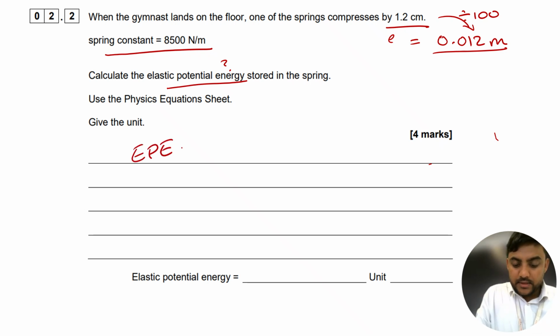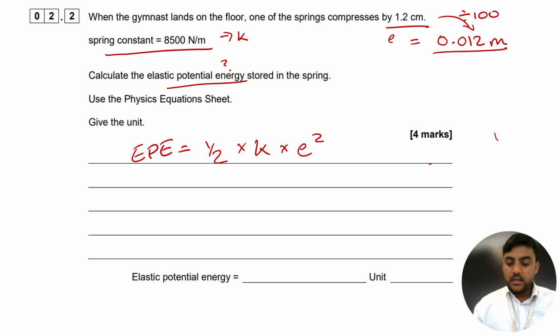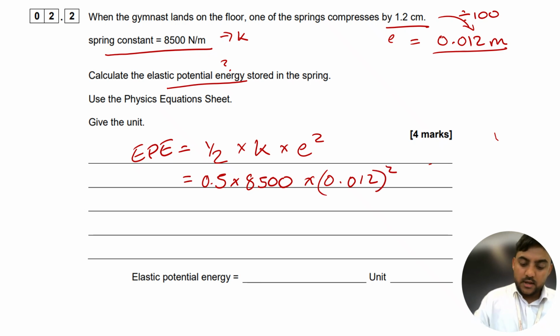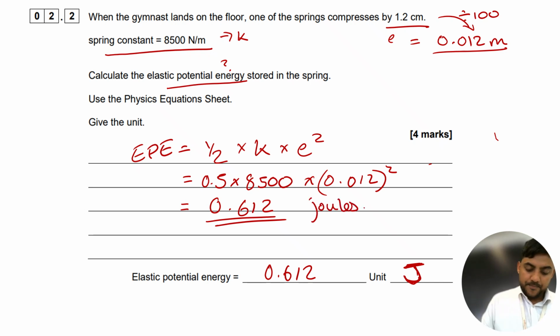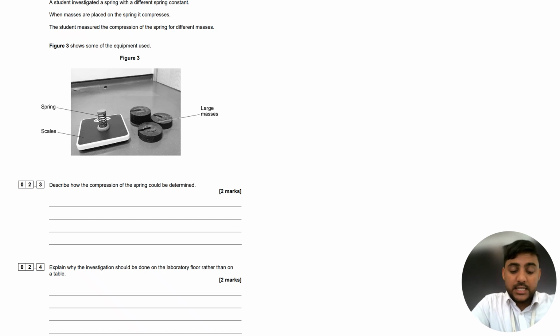Elastic potential energy is equal to half times k times e squared. Well, what's k? This is k. Okay, that's a spring constant. Remember, extension has to be squared. So half is 0.5 times 8,500 times 0.012 all squared gives me elastic potential energy, which happens to be 0.612. The final thing to do is add the units. Energy has the units joules. Superb. Joules.